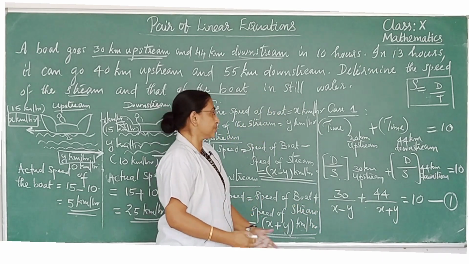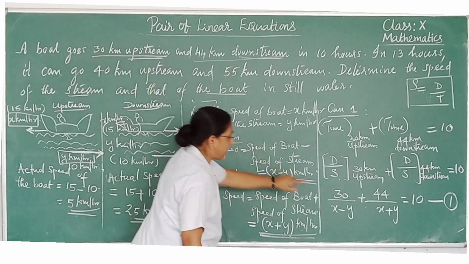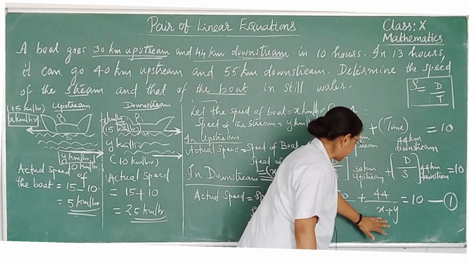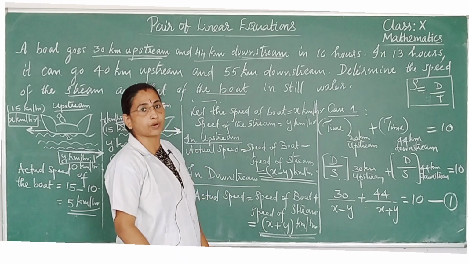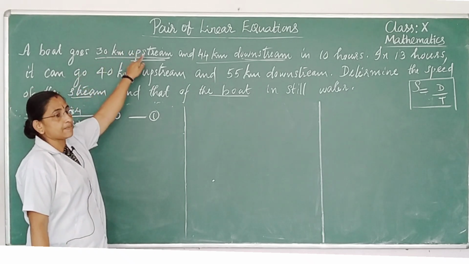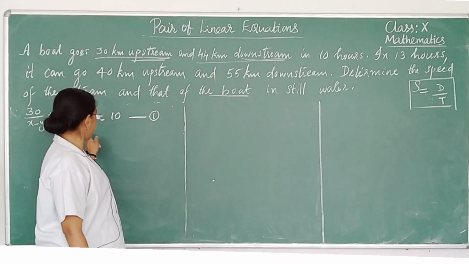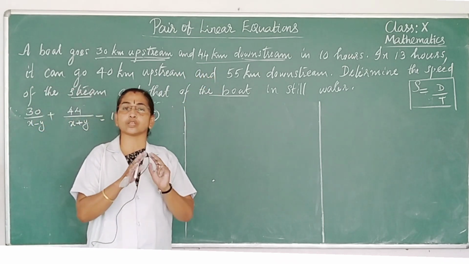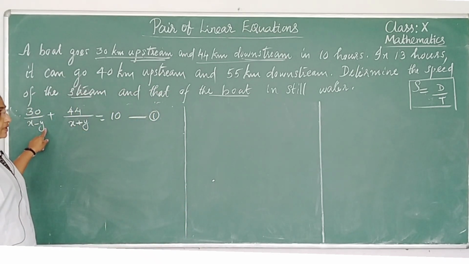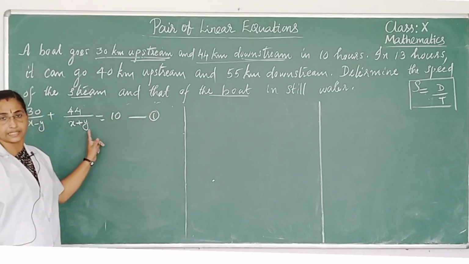So even if you are not sure, you can directly write it. Time for 30 km upstream is 30 by x minus y. 44 km downstream means 44 by the downstream speed x plus y, which is equal to 10. That is equation number 1. So always try to remember: speed of the boat is x km per hour and speed of the stream is y km per hour. Upstream you can directly write as x minus y, and downstream speed you can directly write as x plus y.